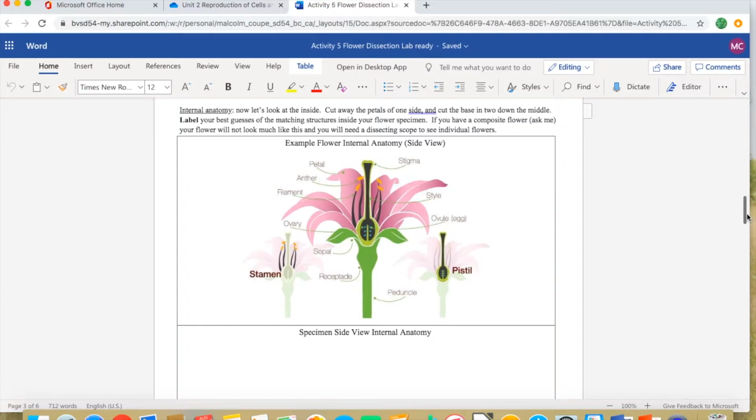In the middle, we have a structure called the style. This is the female reproductive part. It has the following parts. It has an ovary, which is where the seeds, the eggs, are. It has a kind of pillar structure right down the middle here. And then at the top, it has the stigma. The stigma is a little bit sticky, and that's what receives the pollen.